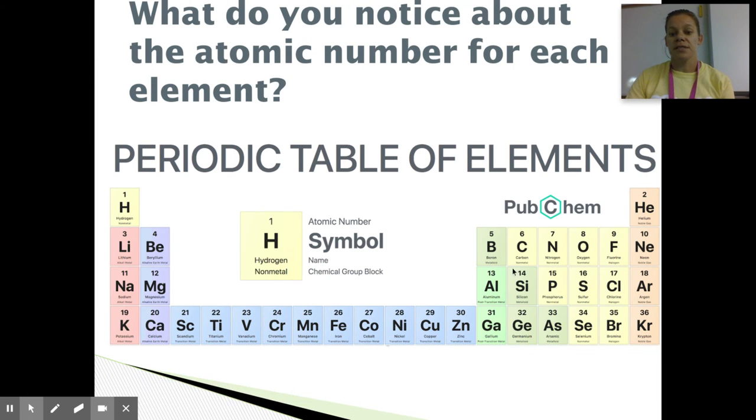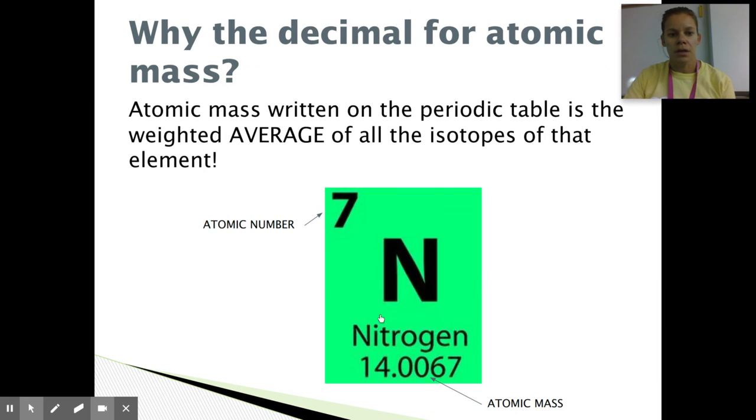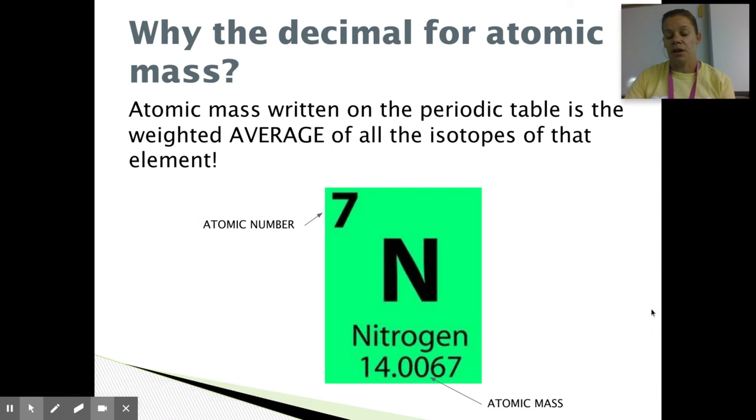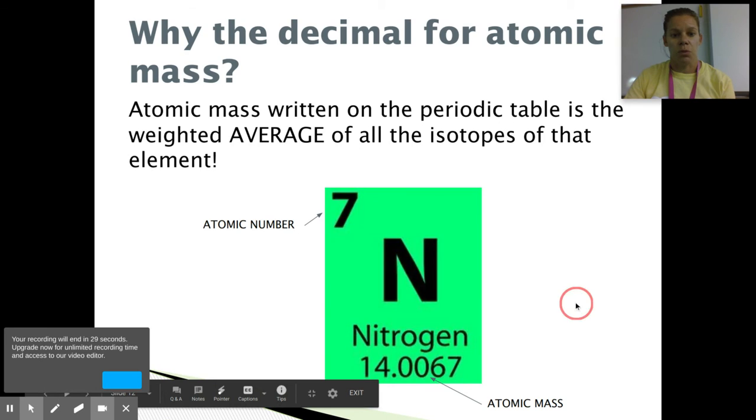Hopefully you noticed the other day about the periodic table is that your symbols, the first letter is capitalized. That's how we can tell one element from the other. Because every time you see a capital letter, it's a new element. We talked about this, that decimal comes from the average of all the isotopes for each one.